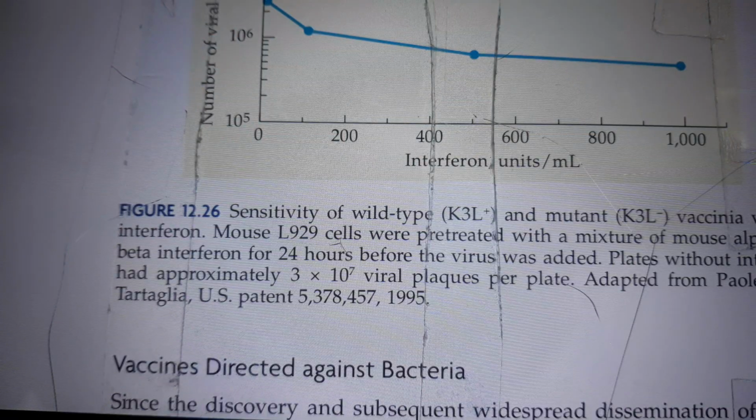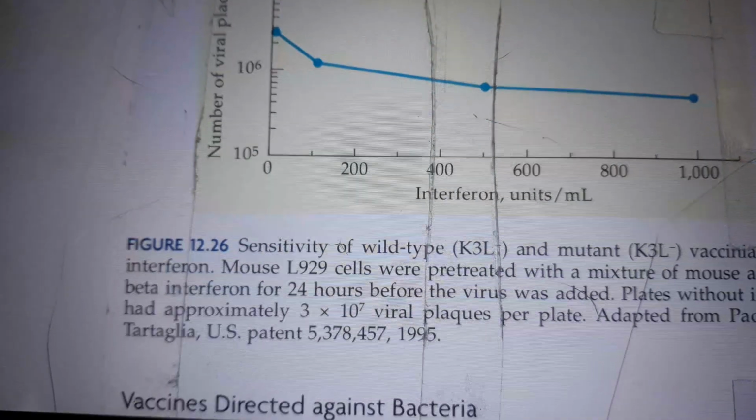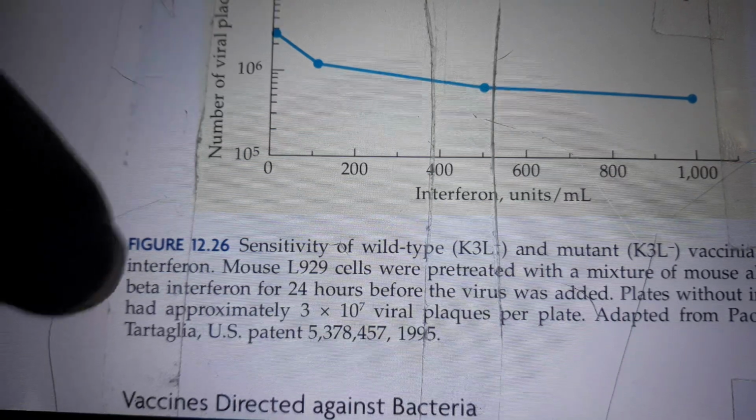This is figure 12.26, the sensitivity of wild-type K3L-positive and mutant K3L-negative vaccinia virus to interferon. Mouse L929 cells were pretreated with a mixture of mouse alpha and beta interferon for 24 hours before the virus was added. Plates without interferon had approximately 3 by 10 to the power 7 viral plaques per plate. Adapted from Paolini and Taglia, US patent, courtesy to them, thank you.